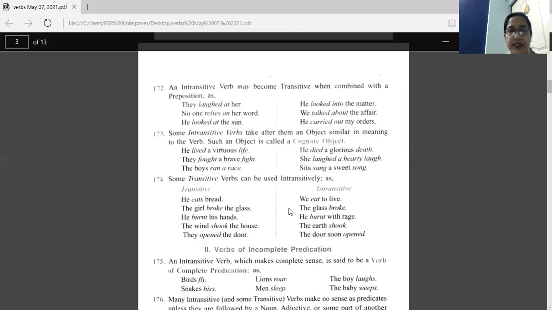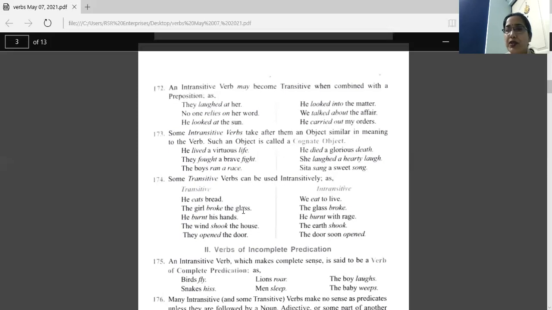Now, next point. Some transitive verbs can be used intransitively. Now, how? One side you have transitive and one side you have intransitive. He eats bread. Here, after eats, we are using the object bread. So this is a transitive verb. Now we are using the same verb intransitively. We eat to live. So after eat, we are not writing any object. So this is an intransitive verb.